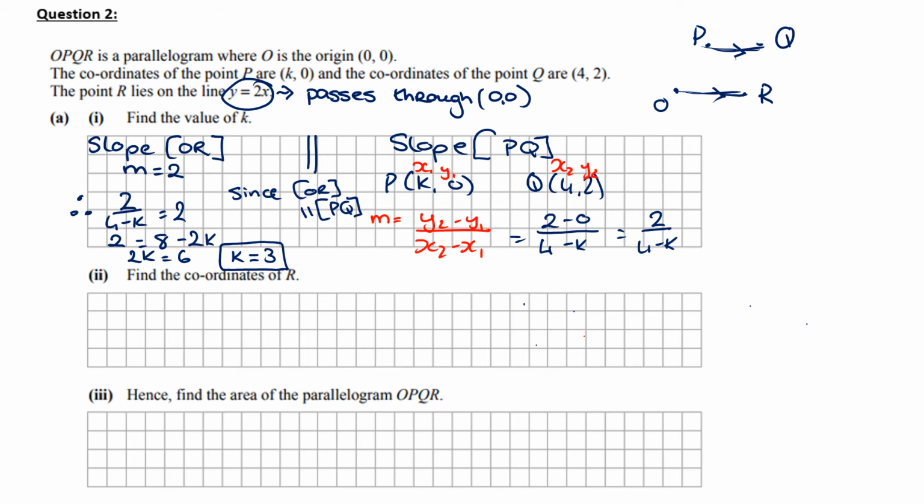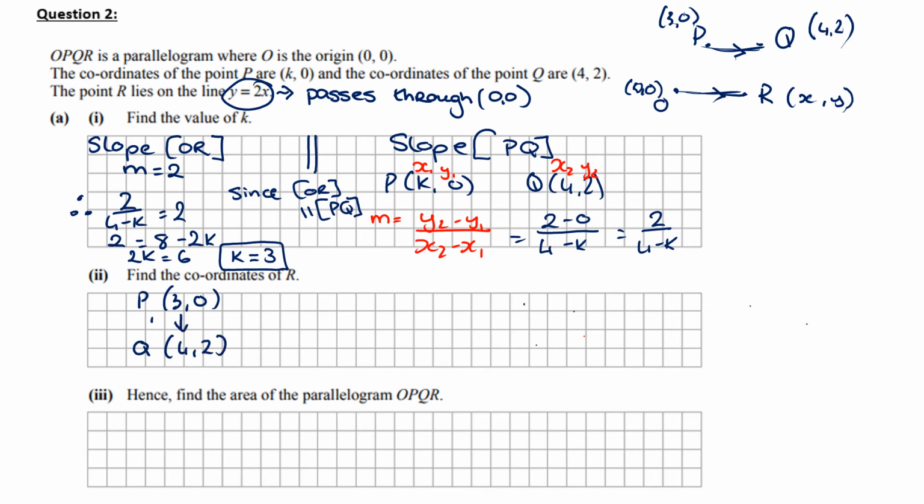We now know 3 of the points. We have the origin here, which is 0, 0. We have the point P here, which instead of K, 0 we can now say is 3, 0. Q is 4, 2, and R is some x, y. Now we can have the idea of a translation, and we can see it here. So if I go from P, 3, 0 to Q, what is the rule that I do that?